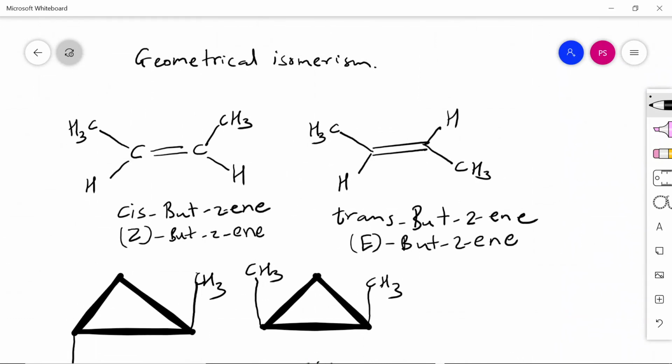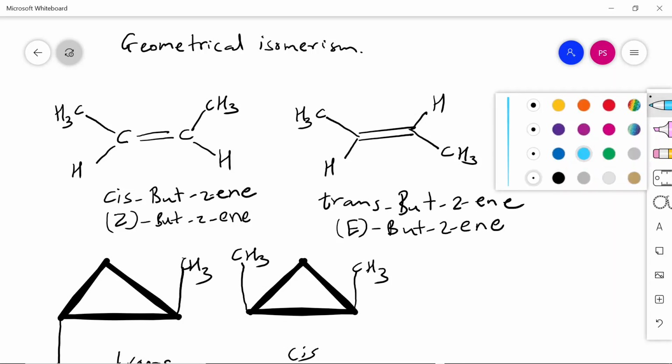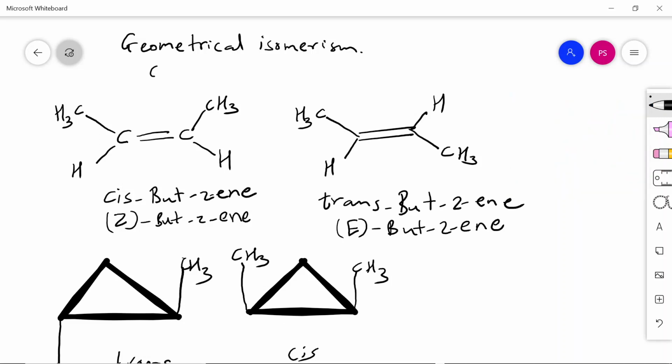In this, the stereoisomerism arises due to arrangement of different groups around carbon-carbon double bond or alkenic double bond, or simply ethylenic double bond. You can see these two examples, cis-butene and trans-butene. Geometrical isomerism is also called cis-trans isomerism.